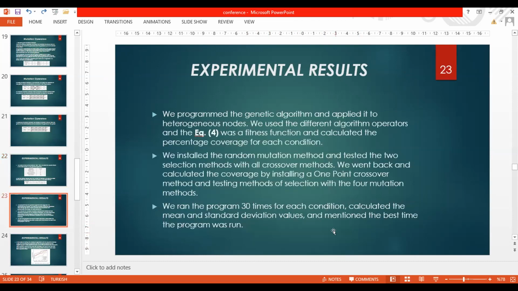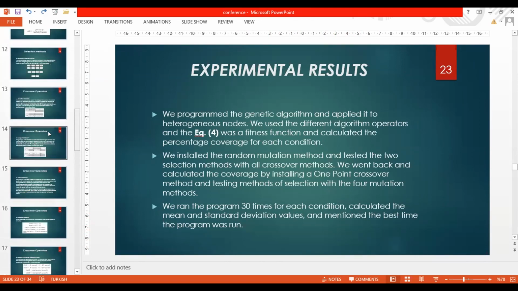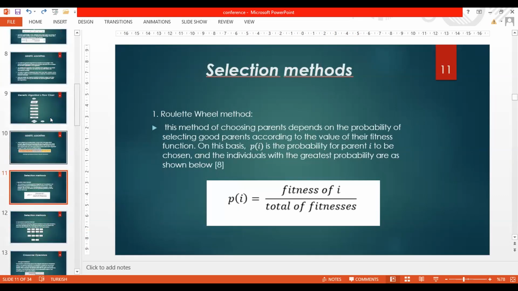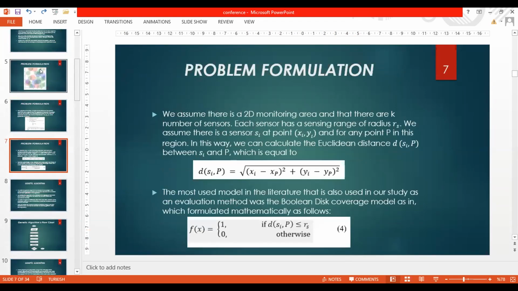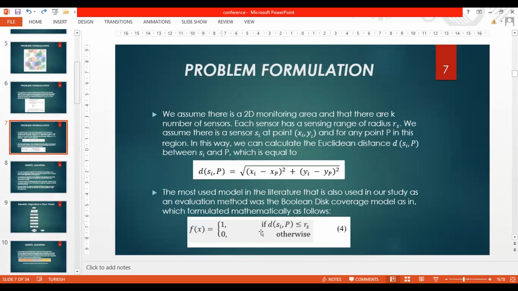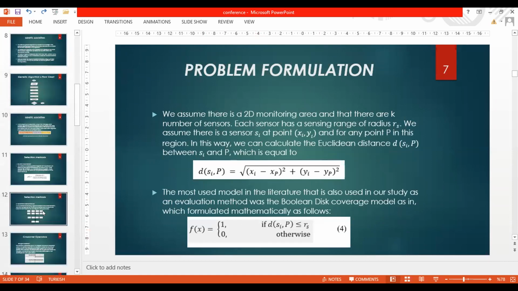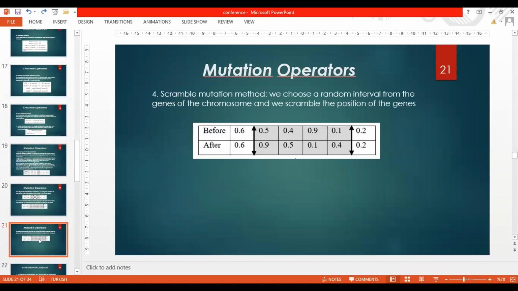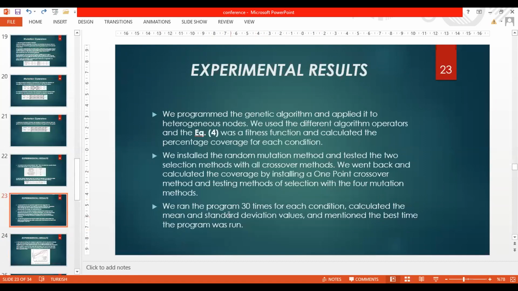We programmed the genetic algorithm and applied it to heterogeneous nodes. So we used different algorithm operators, and the equation for coverage was the fitness function. This one. This is the fitness function. The fitness function calculates the percentage coverage for each condition.